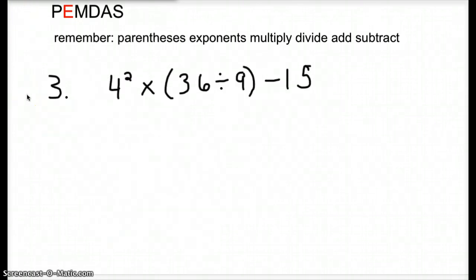Here's number 3. 4 squared times 36 divided by 9 minus 15.